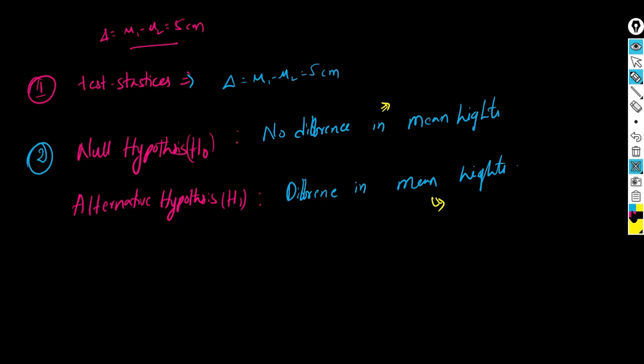In the third step, we are going to find the p-value. We have already seen the definition of what the p-value indicates. It indicates the probability of observing the data if the null hypothesis is true.